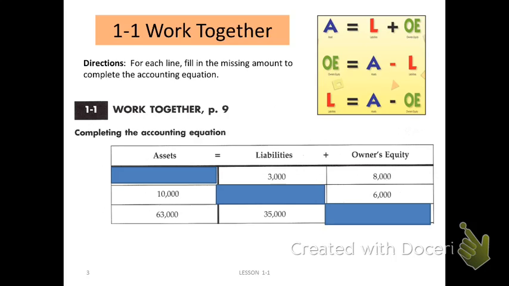Okay, you were given a paper in class today entitled the 1-1 Work Together. If you do not have that in front of you now, you can go onto my teacher website and view it on there. You can copy it or print it off from home if you'd like. The directions I typed on the top of the page today that you're looking at. However, they also are in the textbook on page 9.